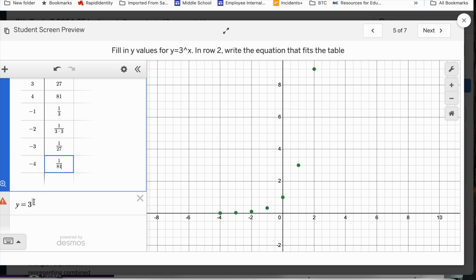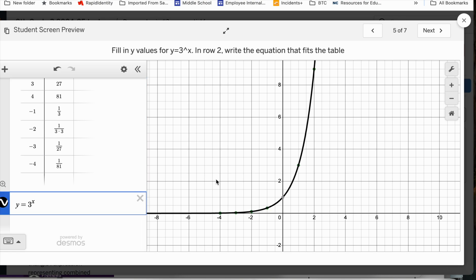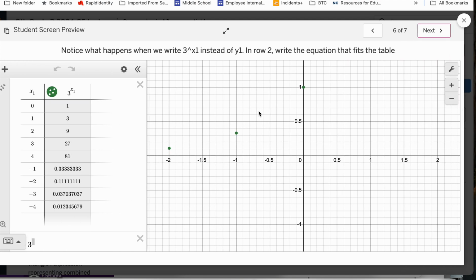Okay, and what can we do? We say, well, that's 3 to the x, and there we go. So there's the exponential function, 3 raised to that power. So we'll be working on that a lot later.